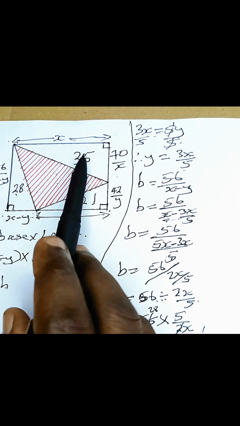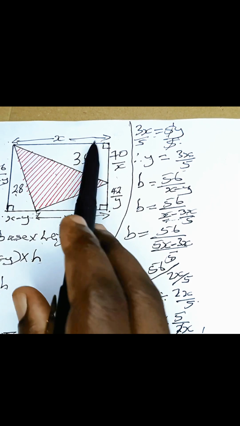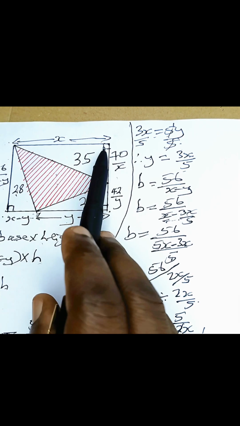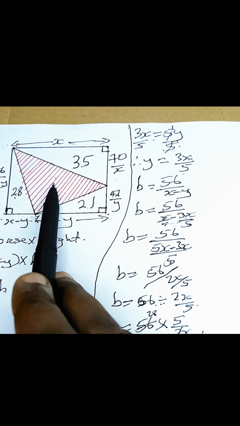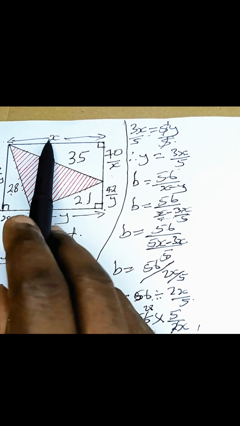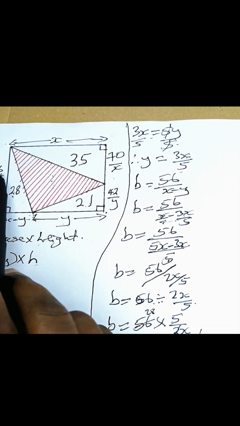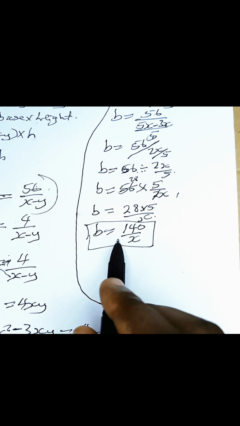We now add this area, this area, this and this. We add it together and take it away from the area of the rectangle, so it will remain the area of the shaded portion. So our former problem is to get the length and the breadth. We know our length is x and our breadth is b, which is this, which has given us this now.